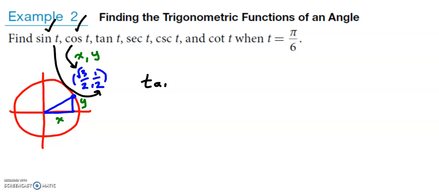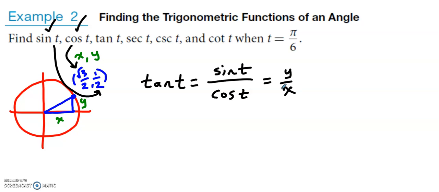Just kind of doing some random ones here. We could look at the tangent of t again. The tangent is going to be sine divided by cosine. Now it's important that you know it's sine over cosine and it's y over x. It's really both of these. You'll see me write this a lot because I really want you to make that connection. That tangent is sine over cosine is y over x. So in this case, we take our y value, which is 1/2, and we divide by our x value, which is root 3 over 2.